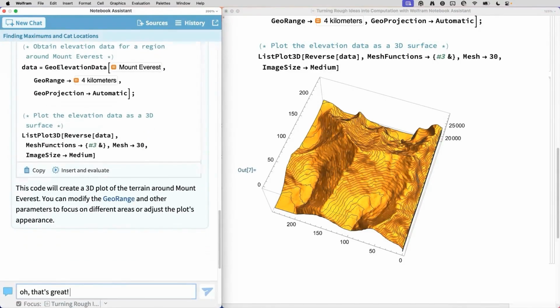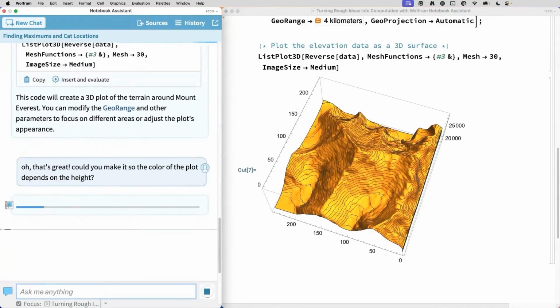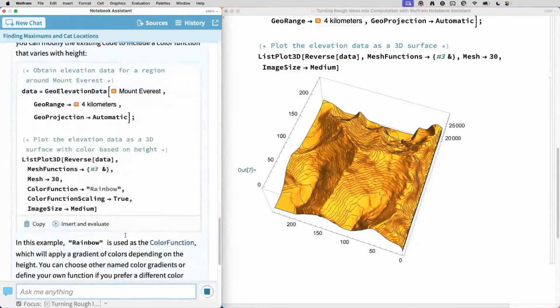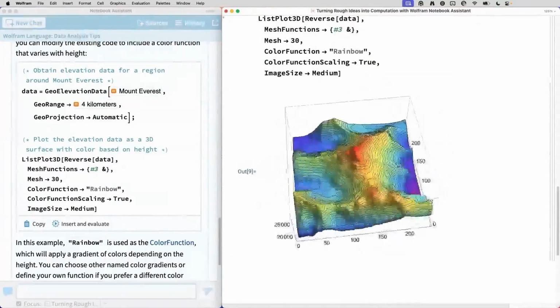So let's say, oh, that's great. Could you make it so the color of the plot depends on the height? Okay, so it gives us some new code here. And if we just insert and evaluate this, we get indeed exactly what we wanted.